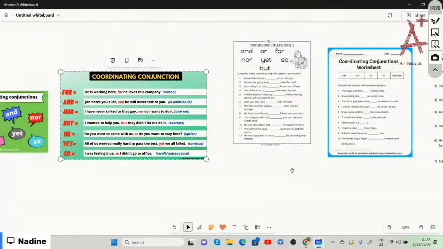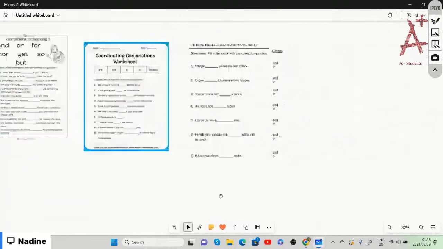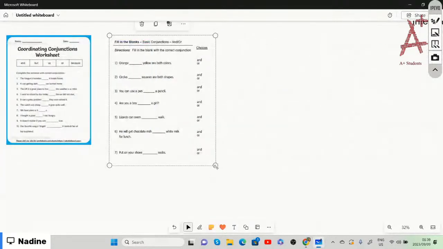So now we're going to do an activity. Let's first go to this one. So we are going to fill in the blanks with the correct conjunctions. We are going to choose between and or or. So it's basically choices that we are making, right? So we are going to fill in the blank with the correct conjunction.